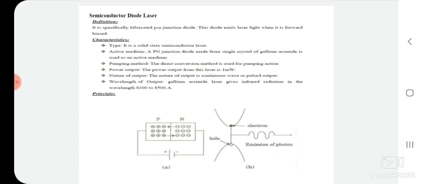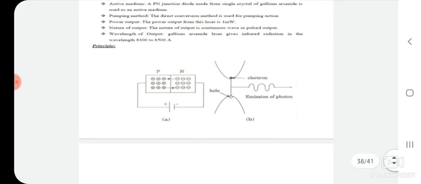The photon emitted during recombination stimulates other electrons and holes to recombine. As a result, stimulated emission takes place, which produces a laser beam. On this principle, our semiconductor diode laser works.